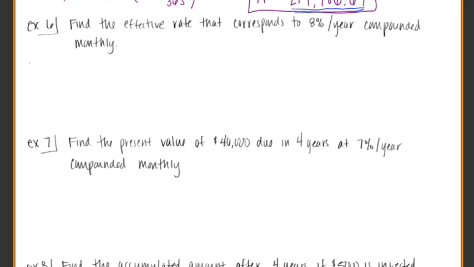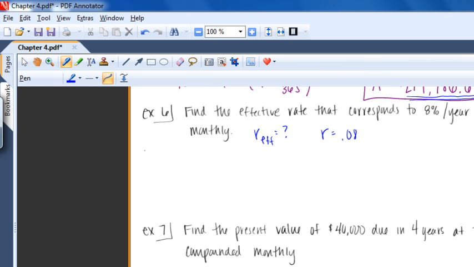Okay, well here with example 6, we just want to find the effective rate that corresponds to 8% per year compounded monthly. So we want to find RE, the effective rate. That's what we don't know. We know of another rate that's at 8% per year compounded monthly.